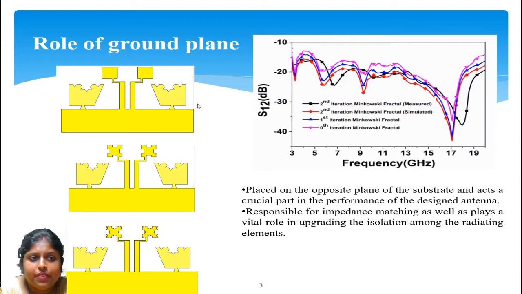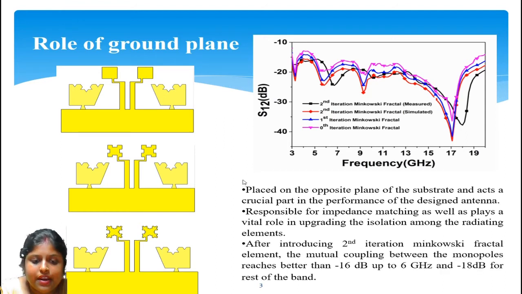Okay. Now, this is the S21 plot for the proposed antenna. From this plot, we can see that with every iteration, the isolation property is improved, and the antenna provides better isolation, less than minus 16 dB up to 6 GHz and minus 18 dB for the rest of the band.